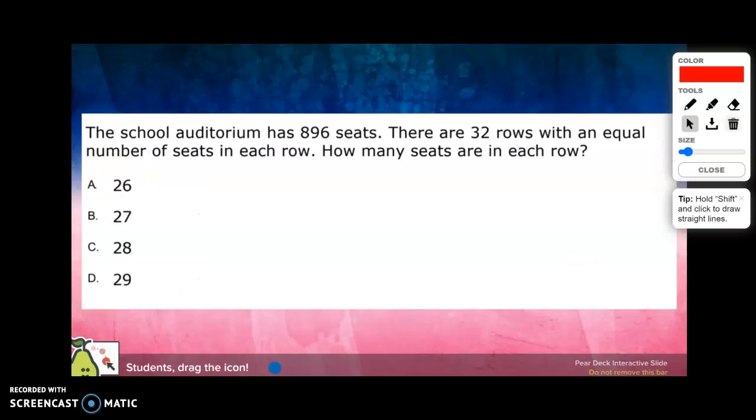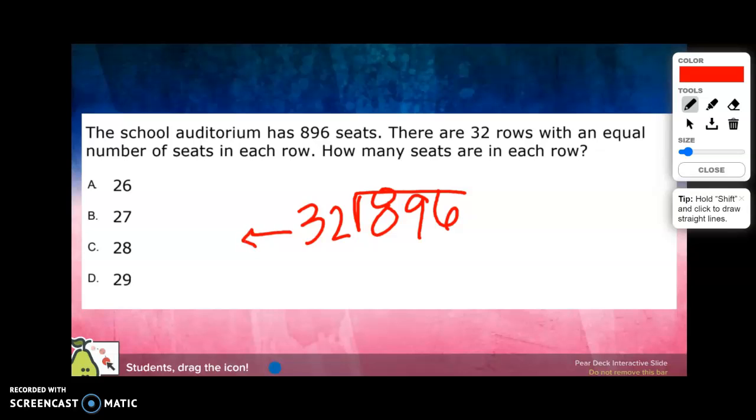The school auditorium has 896 seats. There are 32 rows with an equal number of seats in each row. How many seats are in each row? So again, we're going to have to divide 896 divided by 32. Okay, I'm going to go ahead and round this to 30 so it could be easier for me. So 30, 60, 90.